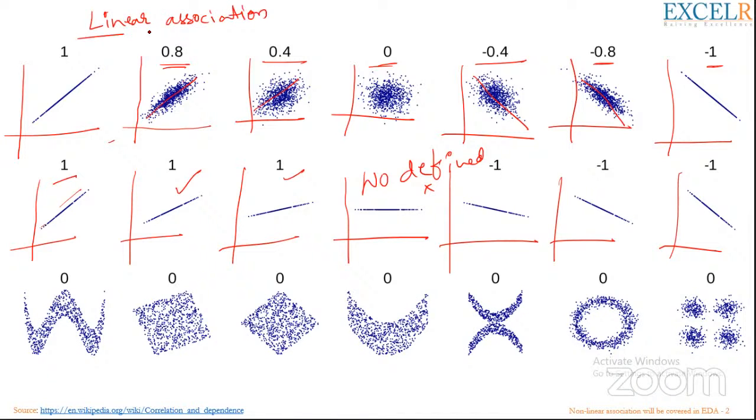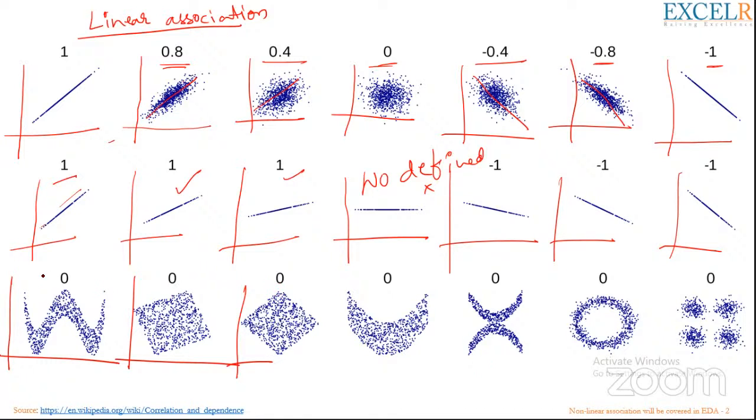Yeah, linear association or linear relationship. Does it mean the non-linear relationship does exist? Yes, of course. So there are non-linear relationships also. So how do they look? You see this? This is a non-linear relationship. This is a non-linear relationship. This also. All these diagrams show non-linear relationships.